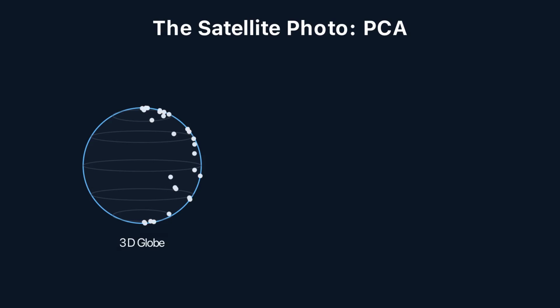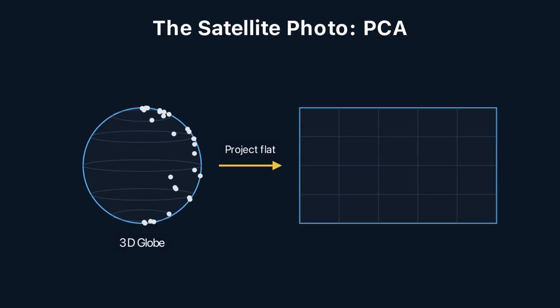The satellite photo. A camera in orbit captures the country from above. A cartographic projection like Mercator flattens the curved surface onto a flat page. Projection is linear. Straight lines on the globe become straight lines on the map. Distances between major cities are roughly proportional. Continent shapes are recognizable. But there's a price.